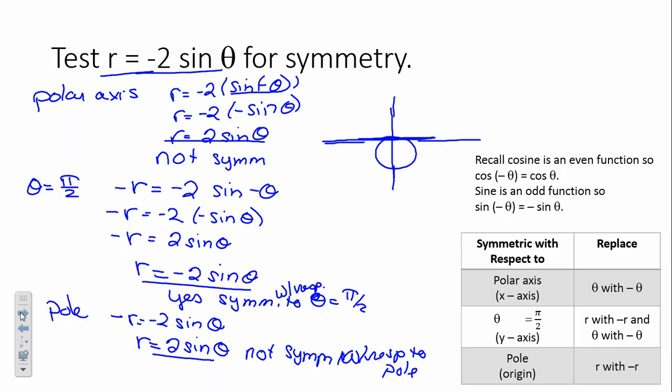But what about the line theta equals pi over 2? Yeah. Okay. Everybody good so far? All right. Next one.